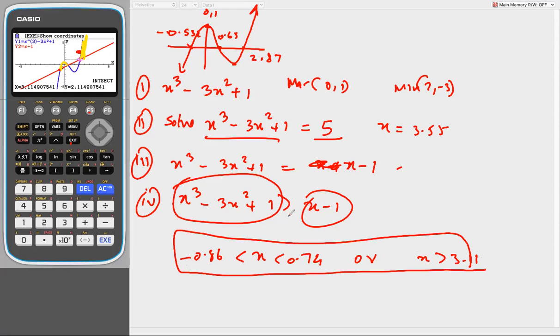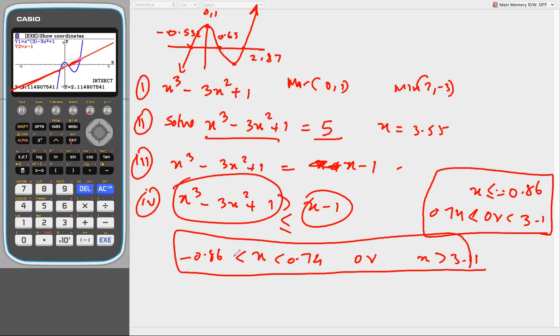Now, if I had to look at, let's say, less than or equal to 0, in this case you look at where this line is above the curve. If you clearly look at the graph, the line is above the curve out here and out here. And that's nothing but x less than or equal to negative 0.86, or x between 0.74 and 3.11. So these are the coordinates that you get. This is how you solve the inequality on the graph.